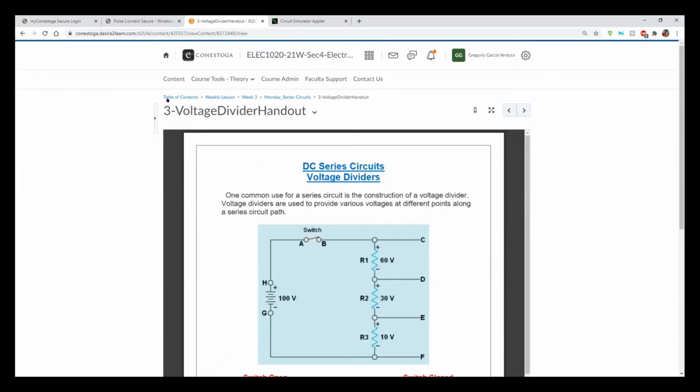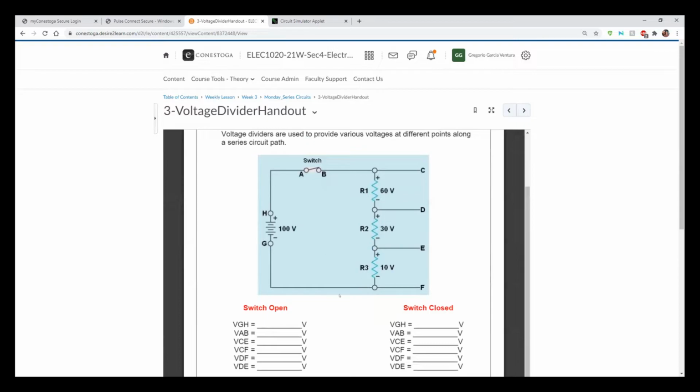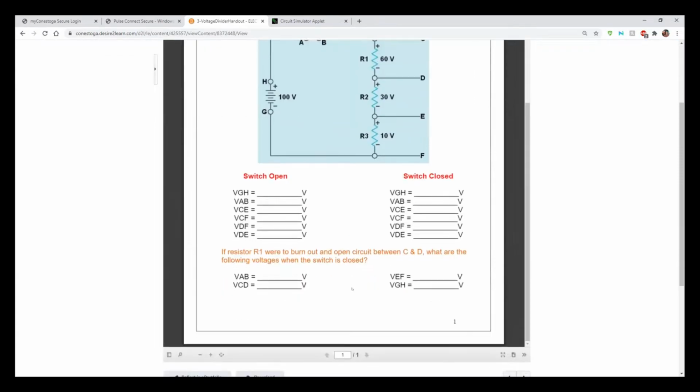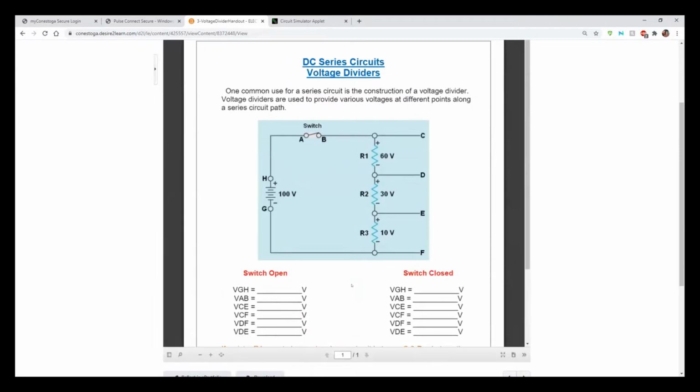This is how you'll know if you really understand how a series circuit behaves. If you can solve this, you can count on the fact that you really have a good understanding of how a series circuit behaves.